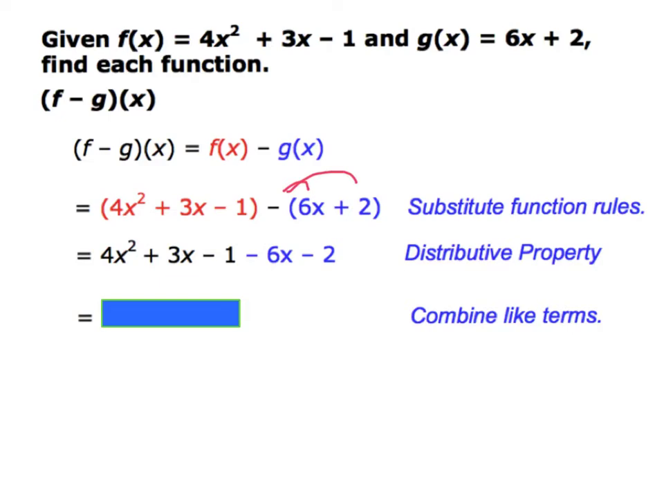Now at this point, I'm going to underline. We're going to code this. There's my x squared. There's my 3x and my 6x. Those are like terms. Then there's my constants. And we're going to add like terms. And after we add like terms, it's going to look just like that right there. And that's really all there is to subtracting functions.